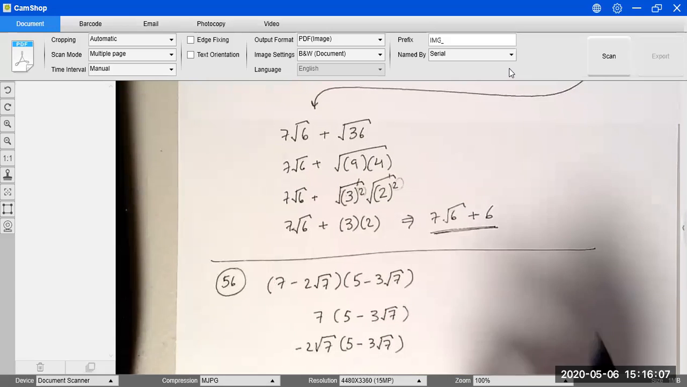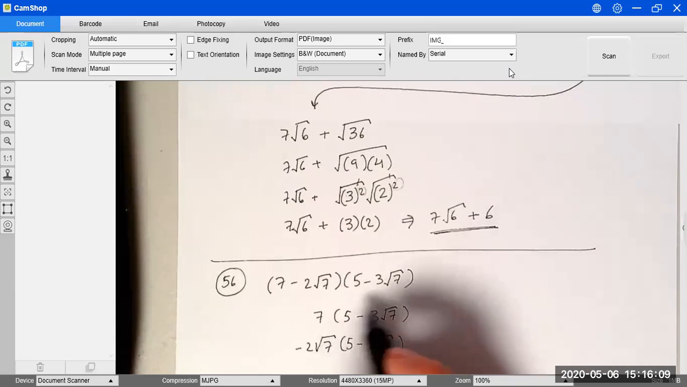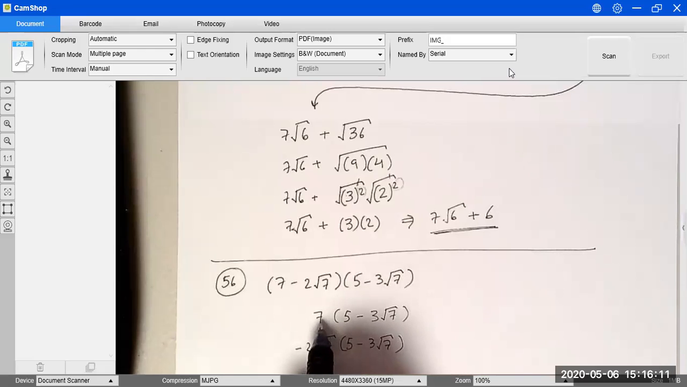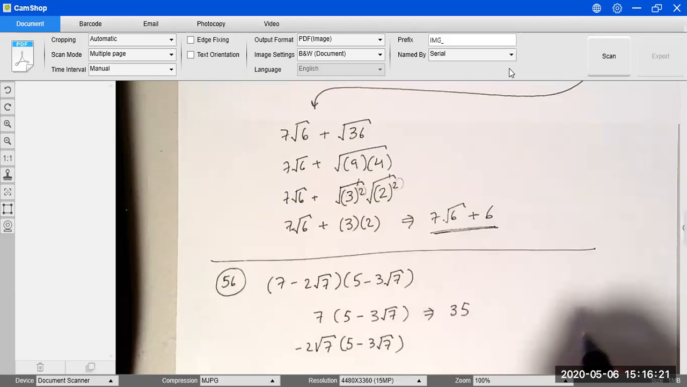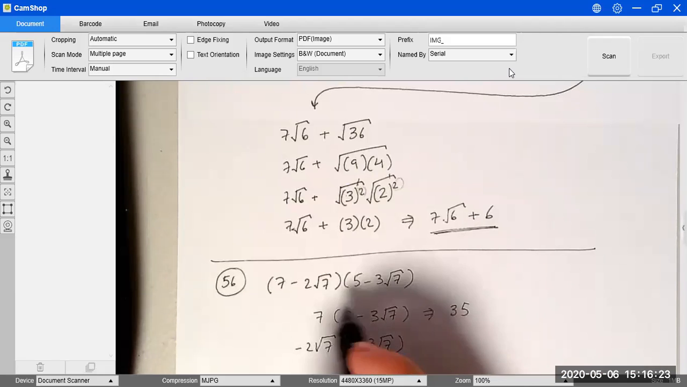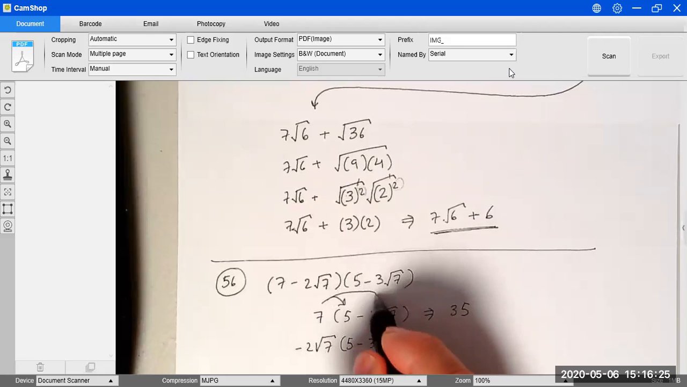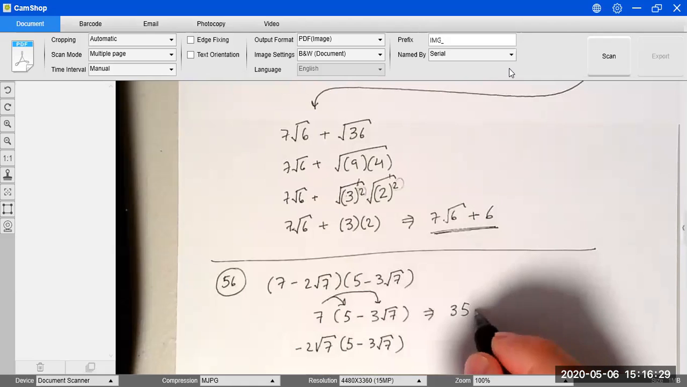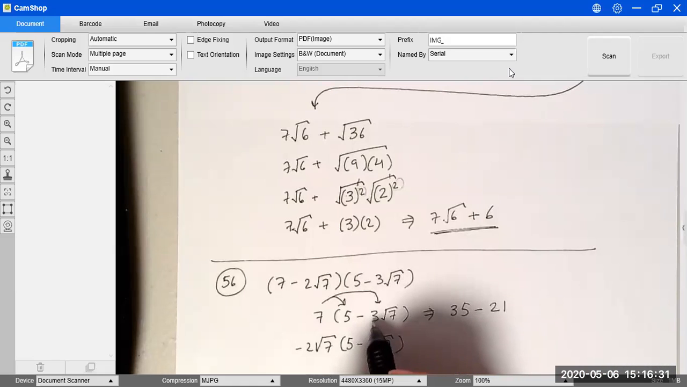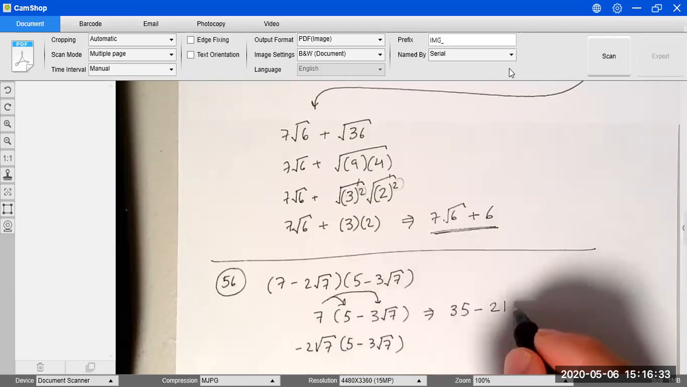So then I'm going to apply the distributive property. So here you are multiplying a constant term and another constant term, or a coefficient and a coefficient. So you're going to get 35. Then in the next step, you're going to multiply a coefficient and another coefficient. You're going to get negative 21. That's the product of negative 3 and 7, and also a radical.